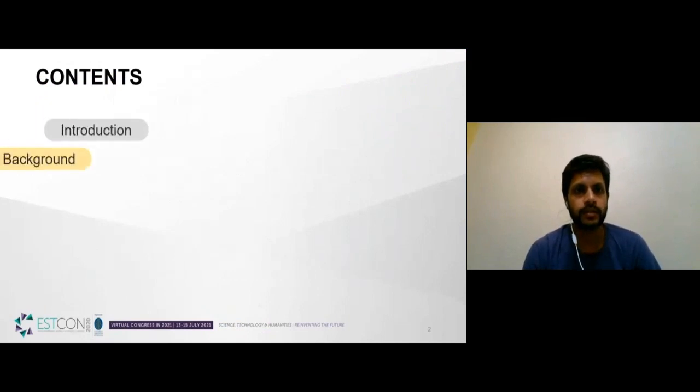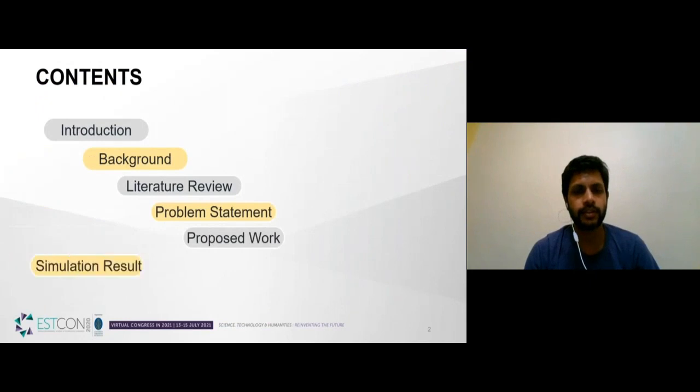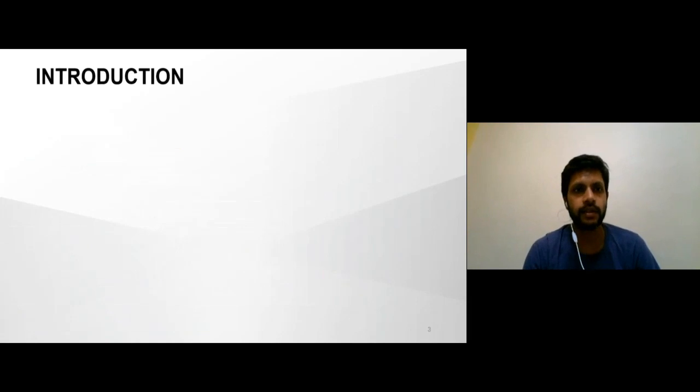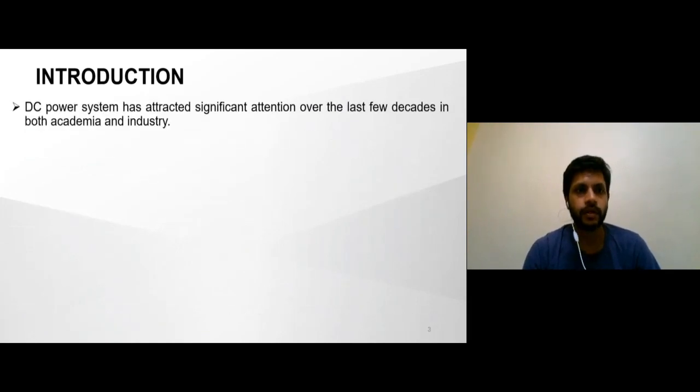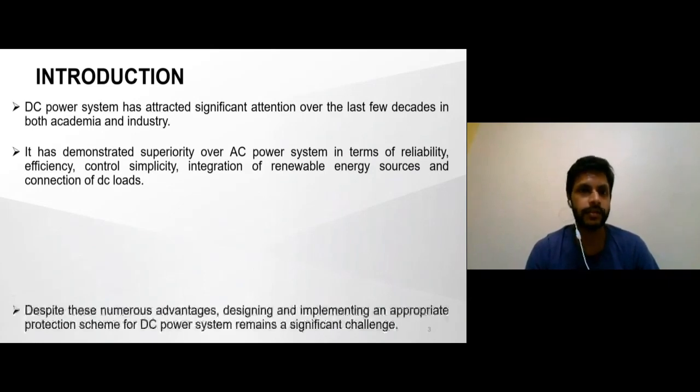The contents of this presentation are as follows: introduction, background, literature review, problem statement, followed by the proposed work, simulation result, and conclusion. Let's take a look at the introduction of this research. We know that DC power systems have attracted significant attention over the last few decades in both academia and industry, because they have many advantages and superiority over AC power systems in terms of reliability, efficiency, control simplicity, integration of renewable energy, and others.